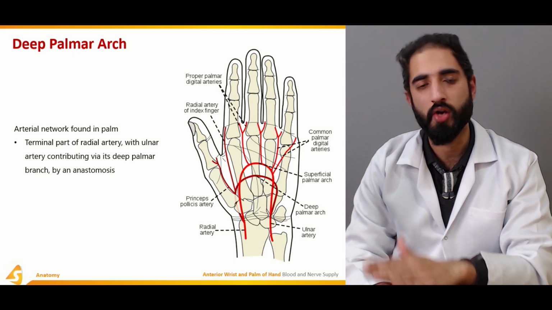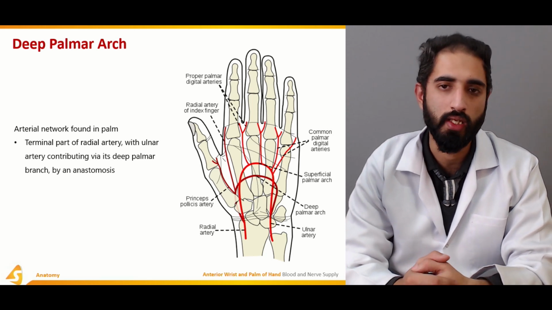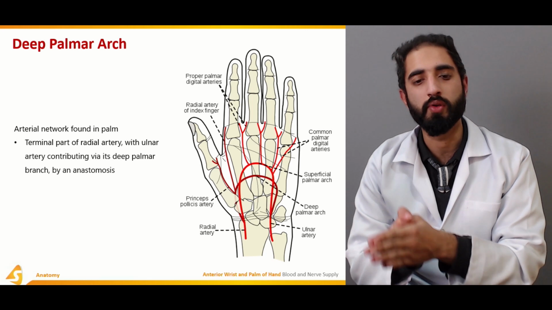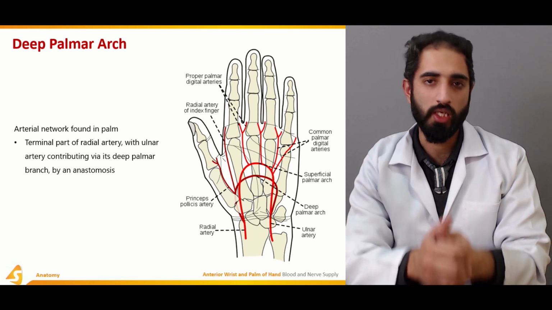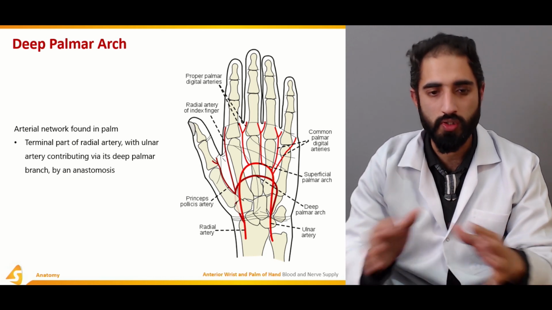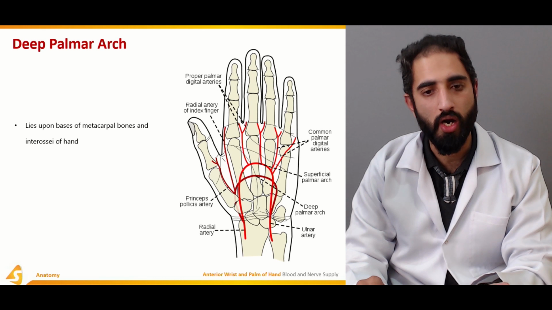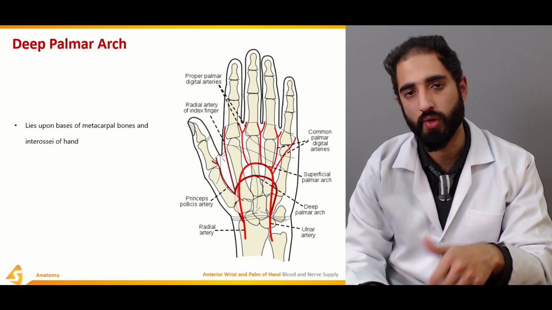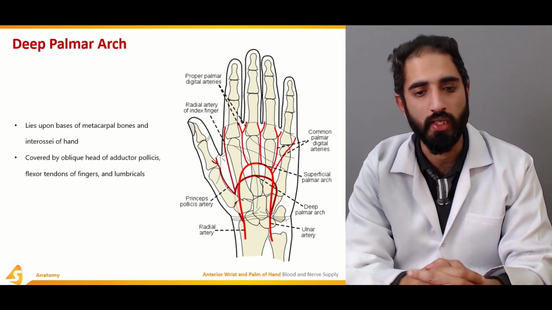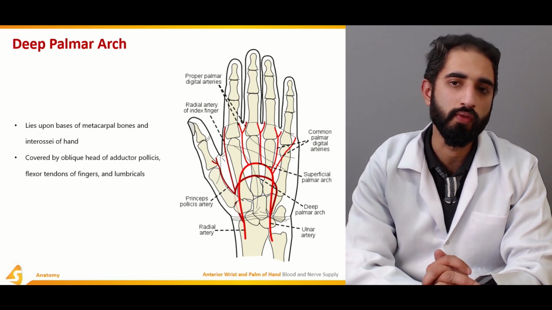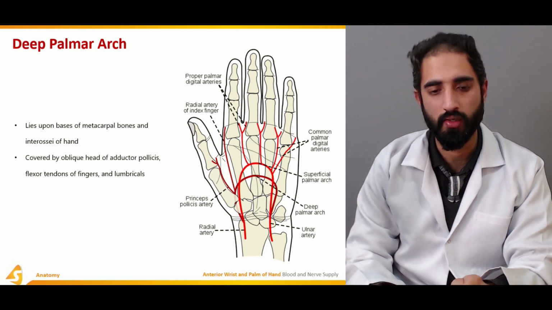On the other hand, the deep palmar arch is majorly formed by the radial artery, and is another arterial network found in the palmar aspect of the hand. The terminal part of the radial artery with a small contribution from the ulnar artery forms the deep palmar arch and forms an anastomosis between the radial and the ulnar artery. It lies upon the bases of the metacarpal bones and the interossei of the hand, and it is located deeper as compared to the superficial palmar arch. It is covered by the oblique head of the adductor pollicis, flexor tendons of the fingers, and the lumbrical muscles. So that is why it is oriented deep.